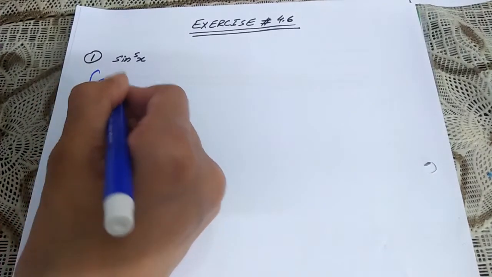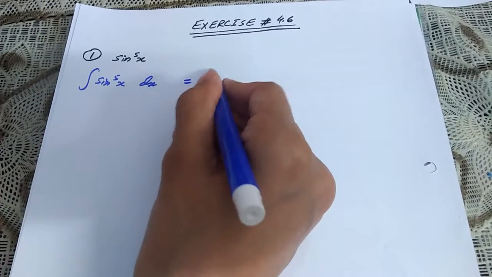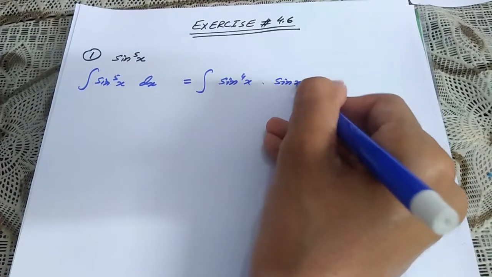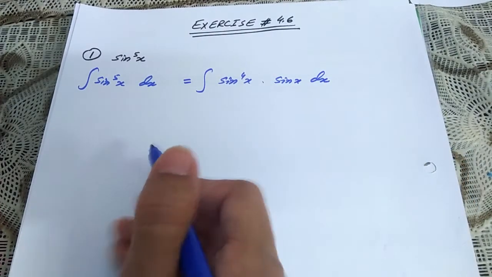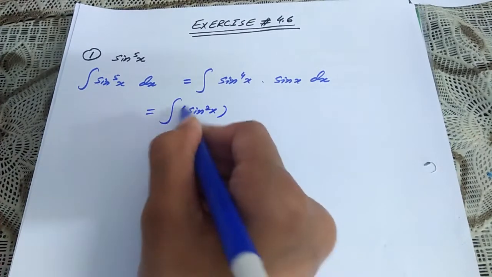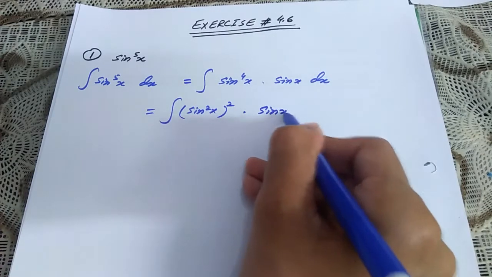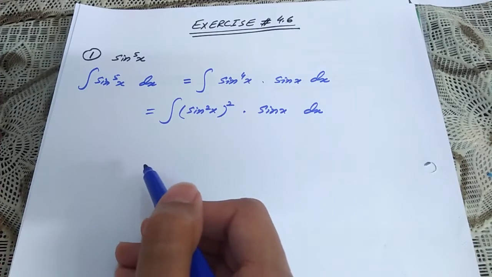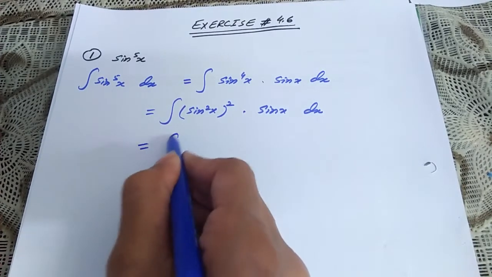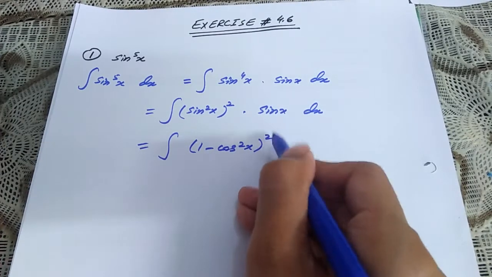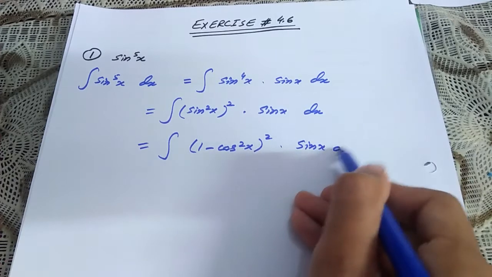Integration of sine raised to power 5x dx. We can write it like integration sine 4x into sine of x dx. We can separate it like this. And we can also write it like integration sine square of x whole square into sine of x dx. And using the identity sine square of x plus cos square of x is equals to 1, we can get the value of sine square of x out of it, and that will be 1 minus cos square of x, this one whole square into sine of x dx.